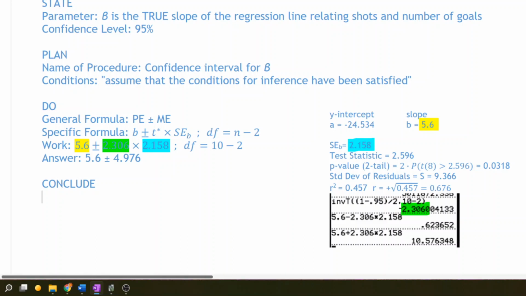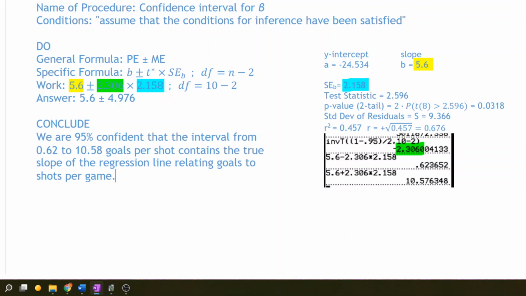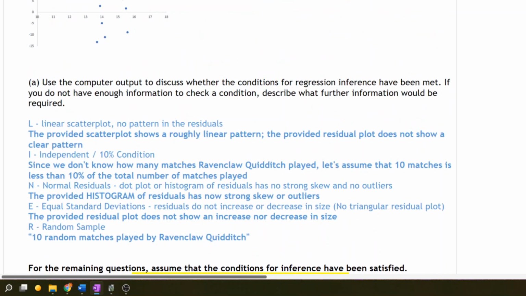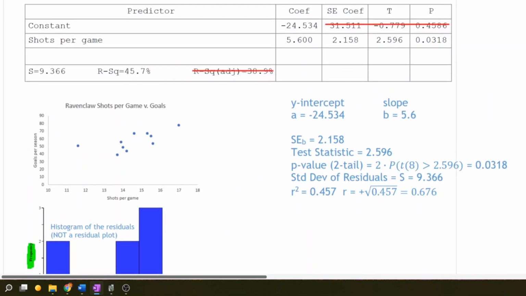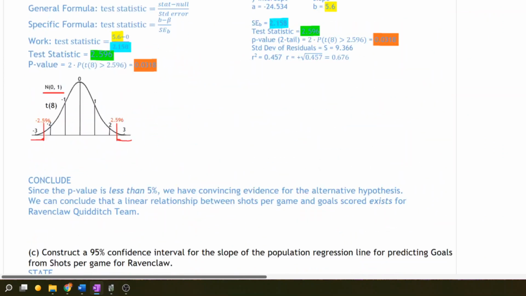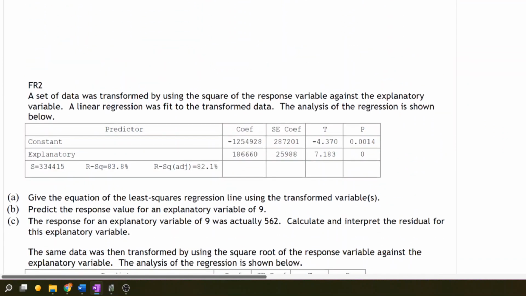Conclusion time. So we are 95% confident that the interval from 0.62 to 10.58 goals per shot contains the true slope of the regression line relating goals to shots per game. So that concludes it here for our very first free response question. That was a lot to do, but you covered basically 2 or 3 different kinds of questions here. And we'll see you next time for free response question 2.